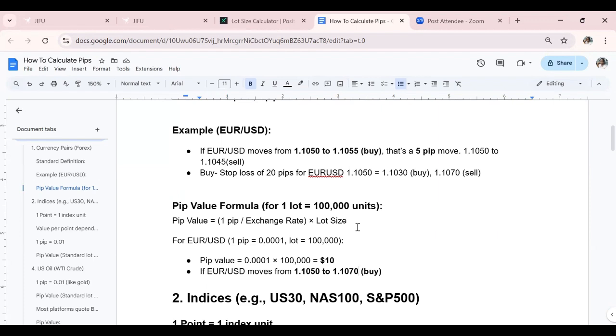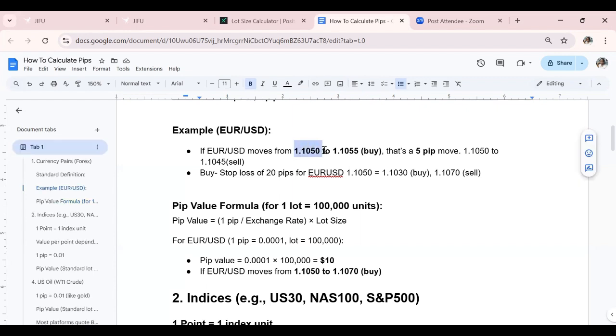That's with the rate of the currency. So see this thing I just highlighted, this number, this 1.1050. Hello? Yes, I'm here. Did you see the 1.1050 I highlighted? Yes. Okay, that's the exchange rate. That's actually the exchange rate for Euro USD.